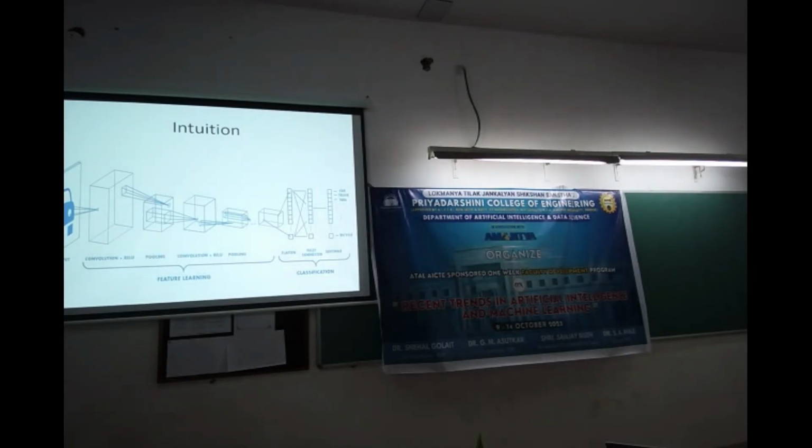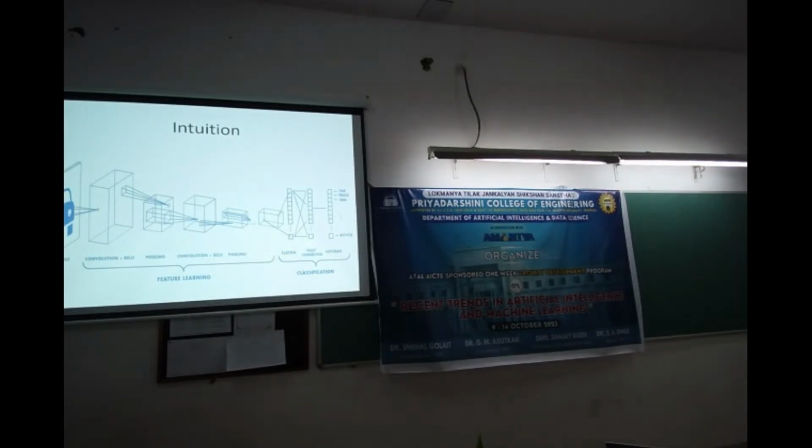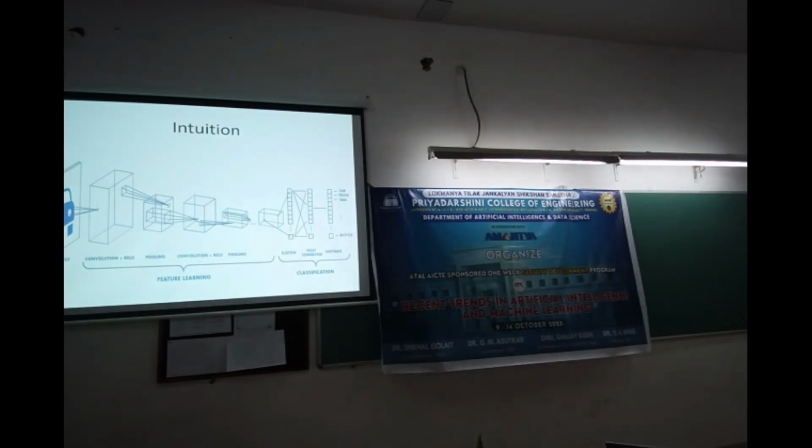There are neurons in the convolutional layer, so we use an activation function. There are various kinds of activation functions like tanh, sigmoid, ReLU. Preferably ReLU is used as the activation function for the convolutional layer. This is the first convolutional layer, followed by the second convolutional layer. So convolutional layers act as a feature extractor.